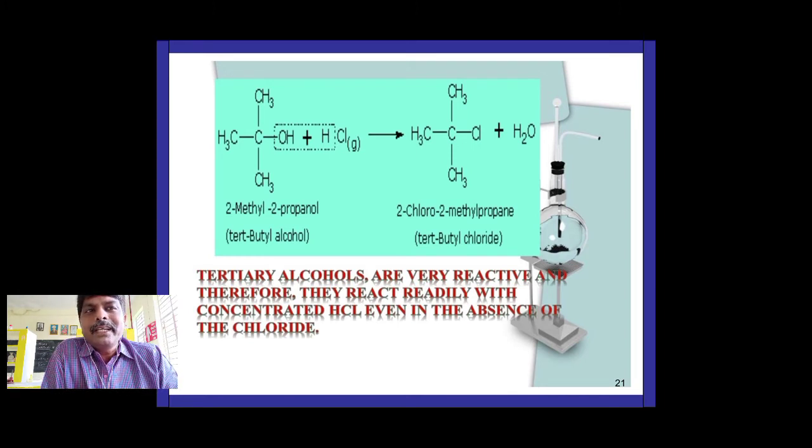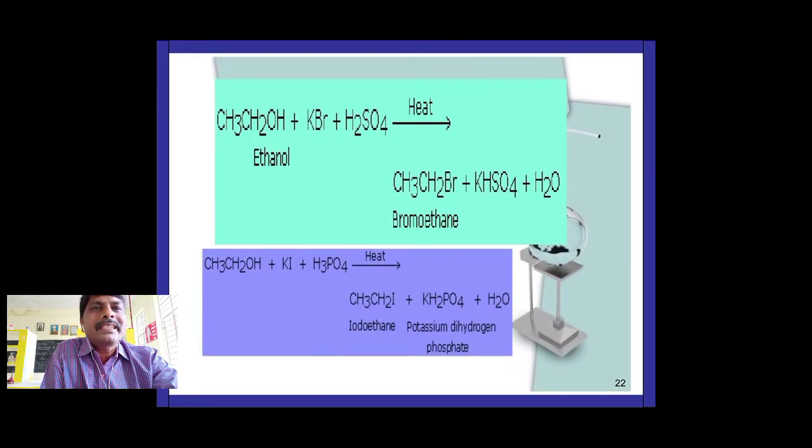You can observe here what is the difference from the previous reaction. If you use a tertiary alcohol, no need of that ZnCl2. Catalyst is not required because tertiary alcohols are more reactive than primary and secondary alcohols. This point you have to remember. Tertiary alcohols are very reactive and therefore they react readily with concentrated HCl even in the absence of ZnCl2. So tertiary alcohols are more reactive than secondary and primary.